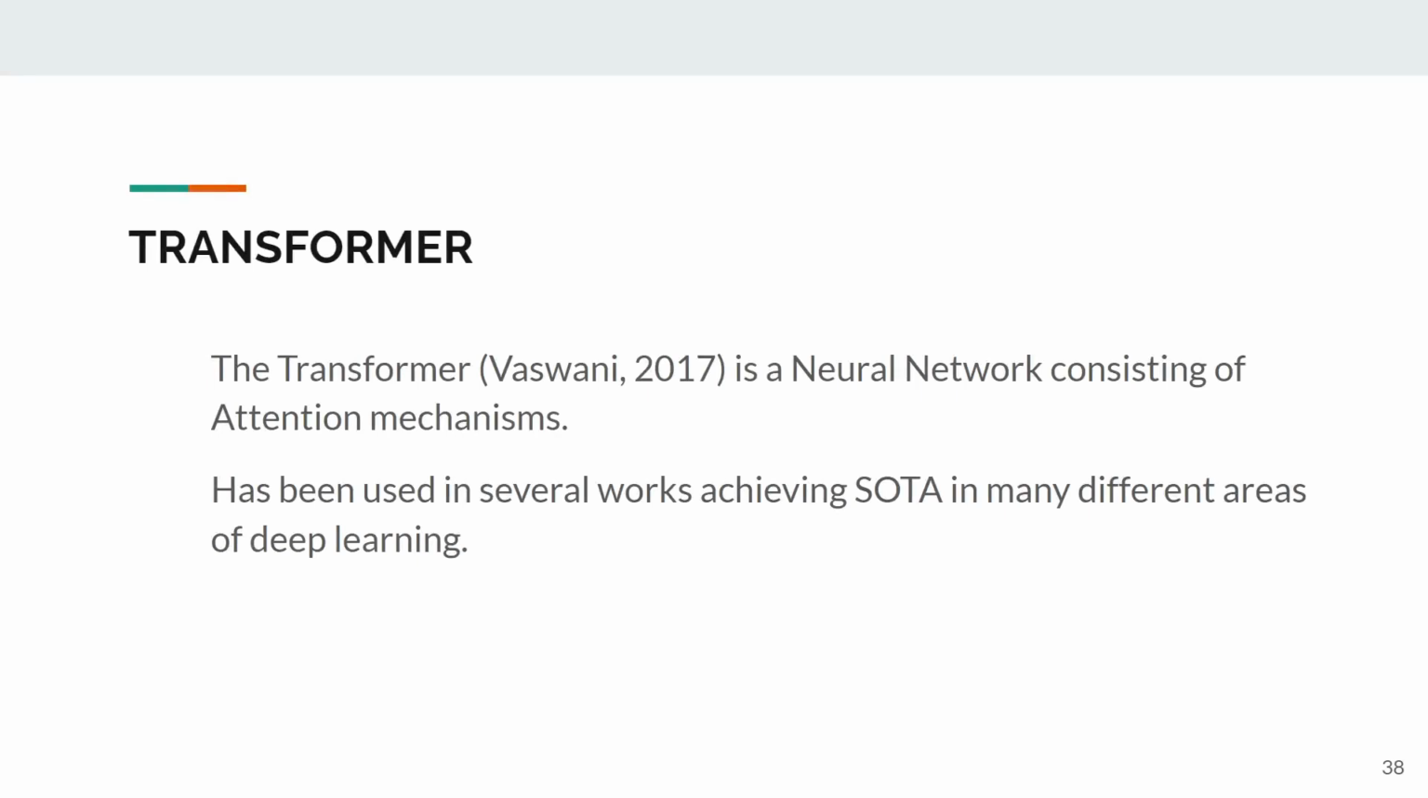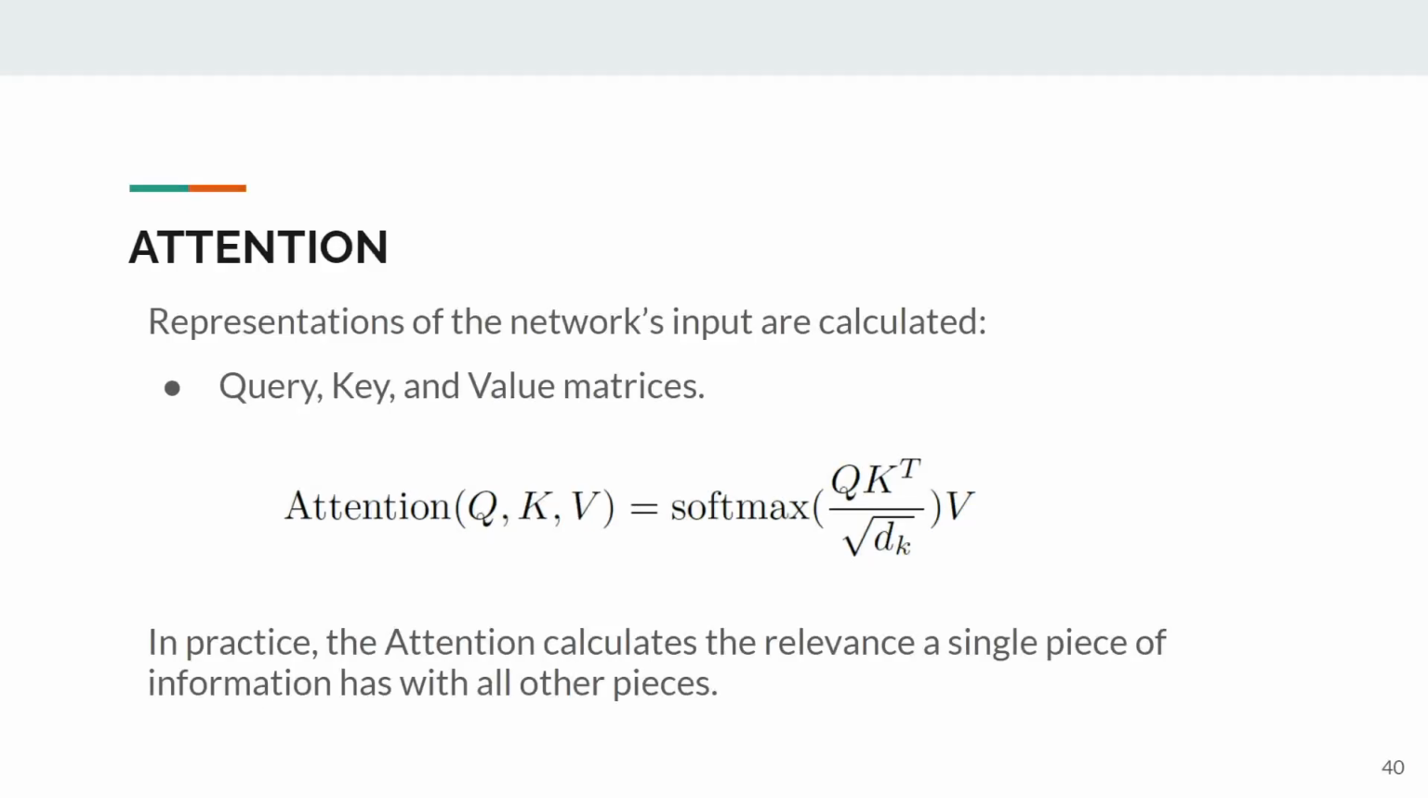The transformer is a neural network consisting of attention mechanisms. It has been used in several works achieving state-of-the-art results in many different areas of deep learning. In an attention mechanism, representations of the network's input are calculated: the query, key, and value matrices. This formula summarizes the attention process, where we perform the softmax of the normalized multiplication of the query and the transposed key matrices, and then we multiply the obtained score with the value matrix. In practice, the attention calculates the relevance a single piece of information has with all other pieces.